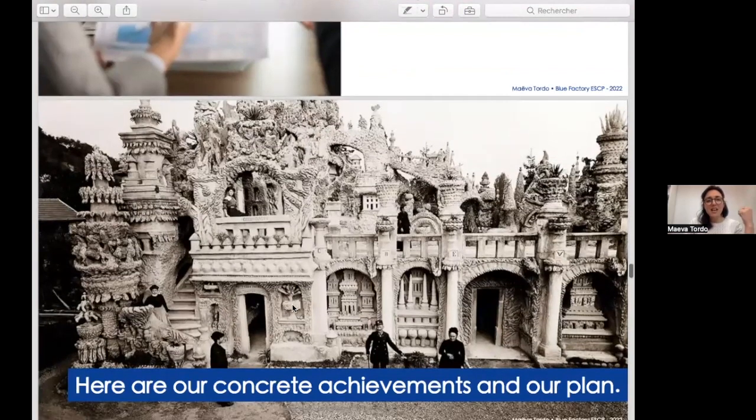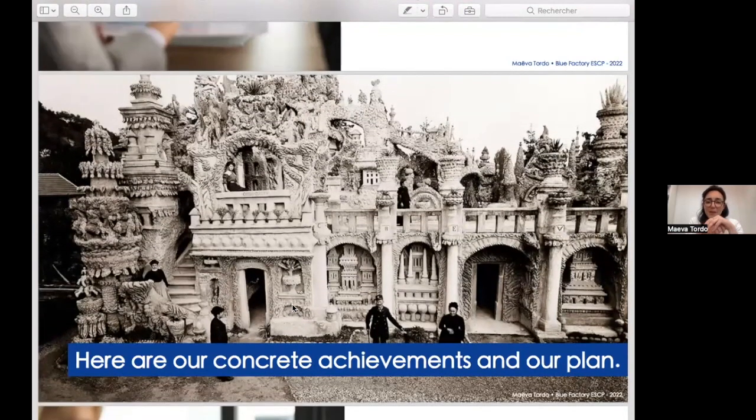And here, I love this example, which is the Facteur Cheval Palace. It's in France near Lyon. It's a beautiful story about a mailman, a postman, who was walking every day 30 kilometers to distribute the mail. And one day he fell on a rock and he remembered a drawing he had dreamed of.